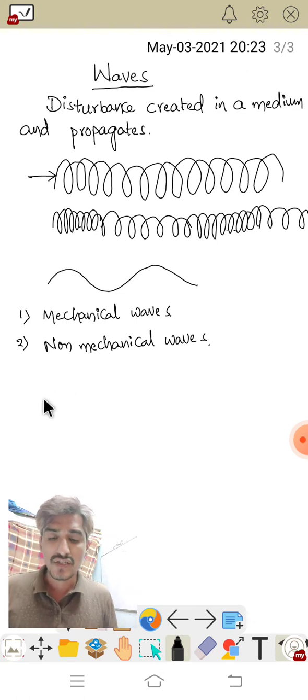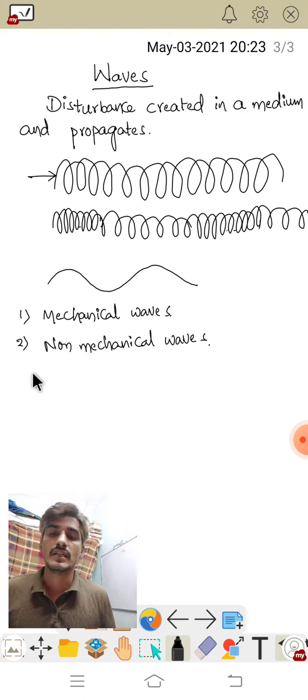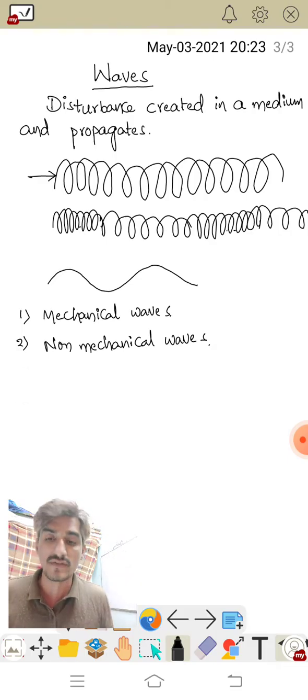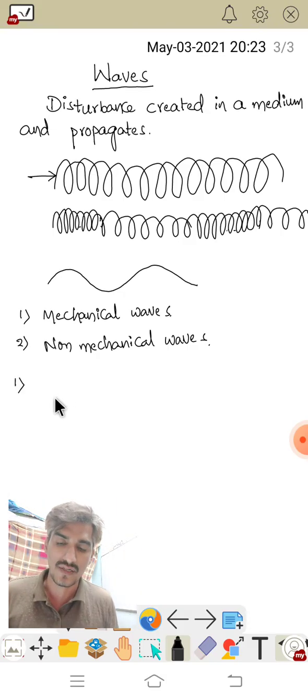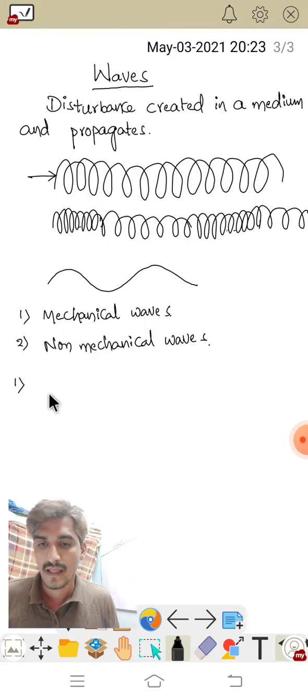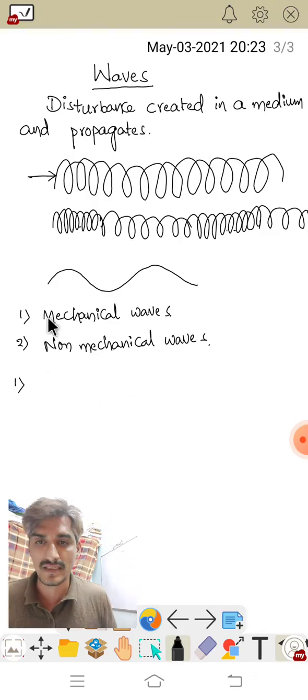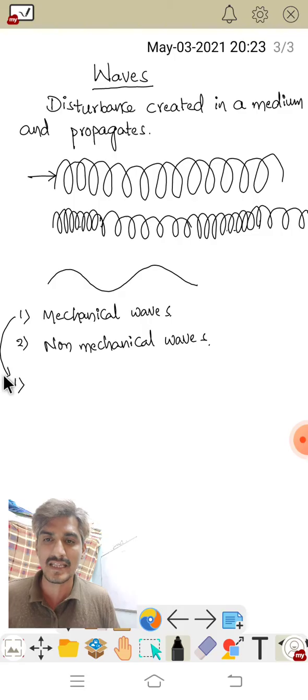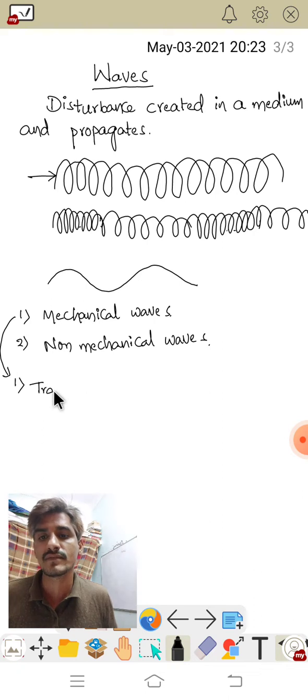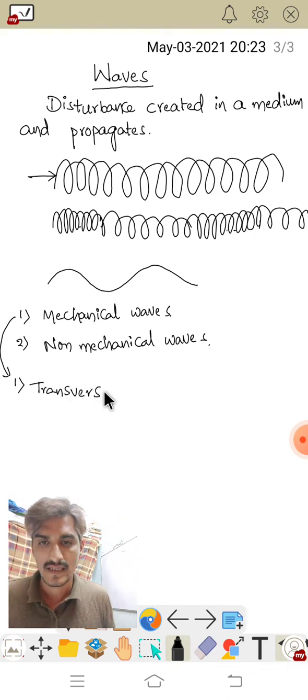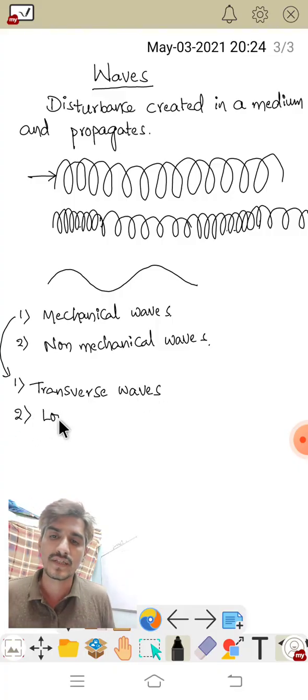Due to the vibration or oscillation of the particles also, the waves can be propagated. First one, due to the oscillation of molecules or due to the vibration of molecules or particles, these waves can be categorized into two types. These are nothing but mechanical waves. In these mechanical waves, again we are taking two types. First one, transverse waves. And the second one, longitudinal waves.